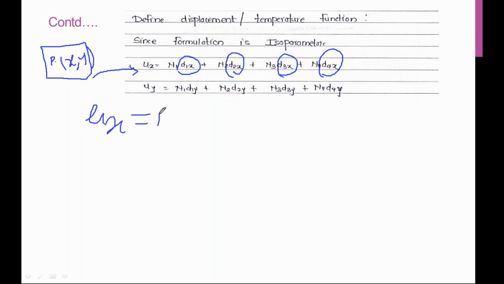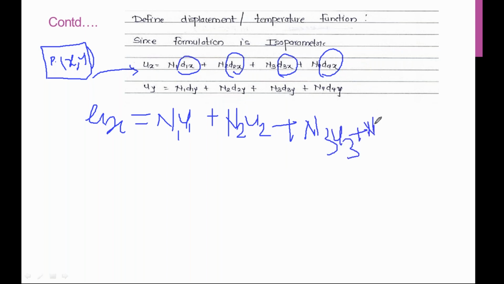u of x is equal to n1 u1 plus n2 u2 plus n3 u3 plus n4 u4. Then I am going to consider here u1 is the displacement in the x direction for node 1, u2 is the displacement in the x direction for node 2, u3 is the displacement in the x direction for node 3, and u4 is the displacement in the x direction for node 4.